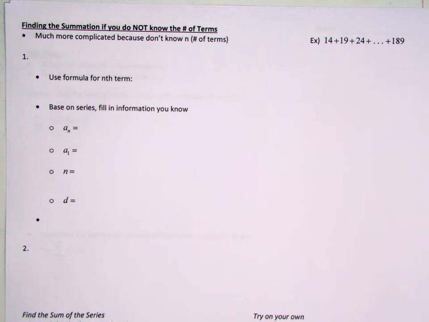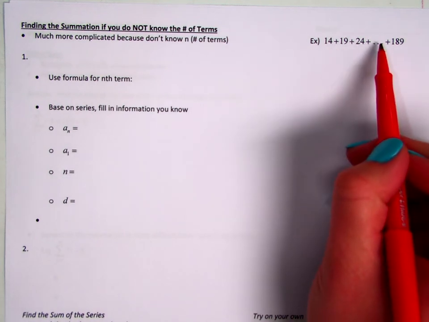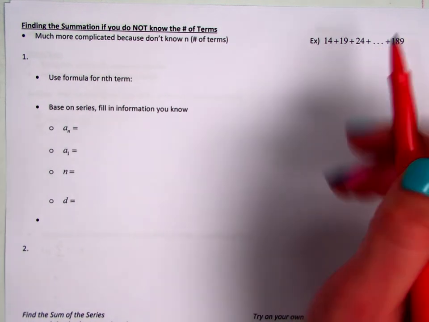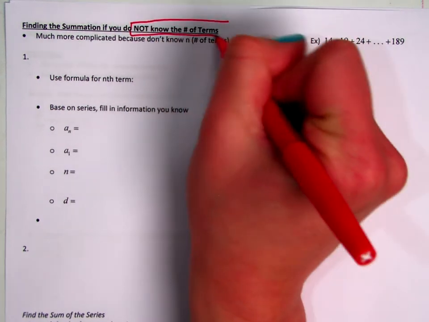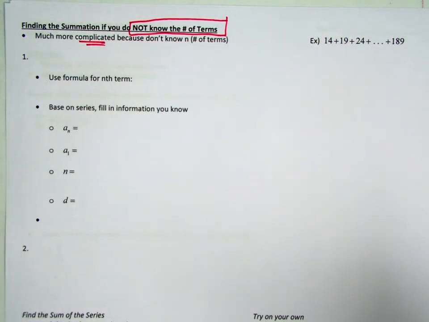All right, so in the last video, we focused on finding the summation if we knew how many terms there actually were. But let's look at this problem here. Do we know how many terms there actually are in here? No, because there's this giant gap here. We don't know how many terms are going to be in between. So if we do not know the number of terms, it gets a little bit more complicated. Okay? We're still going to follow the same basic steps, but there's going to be one additional piece.